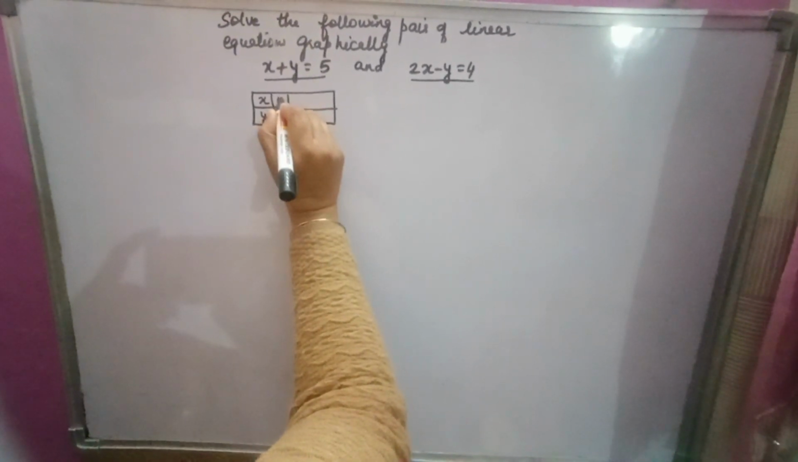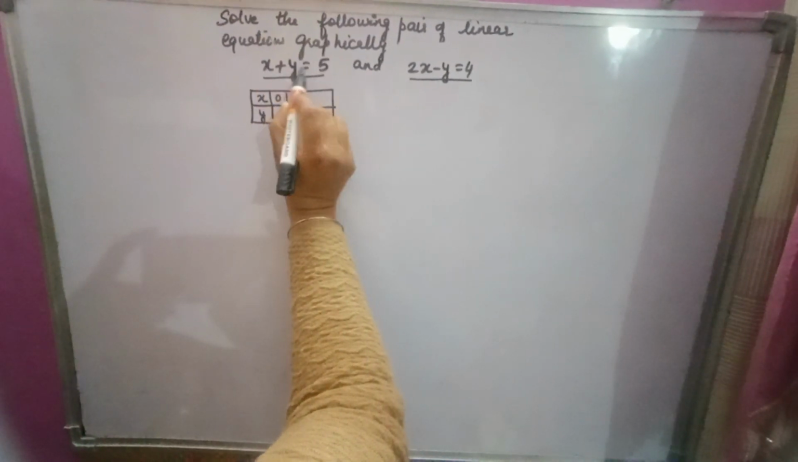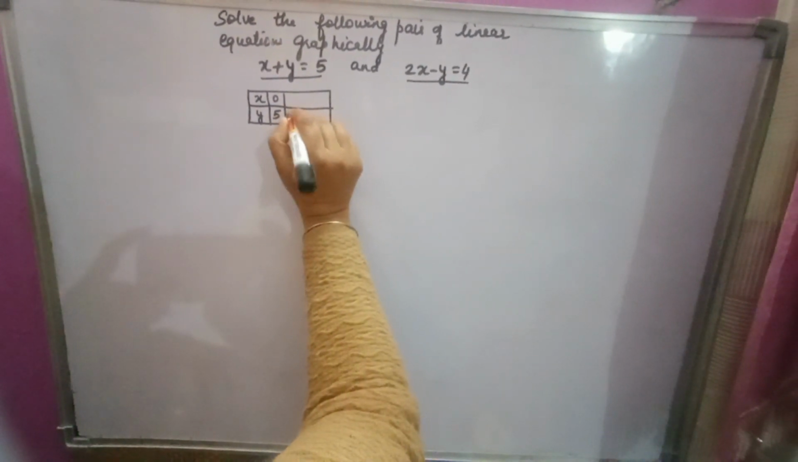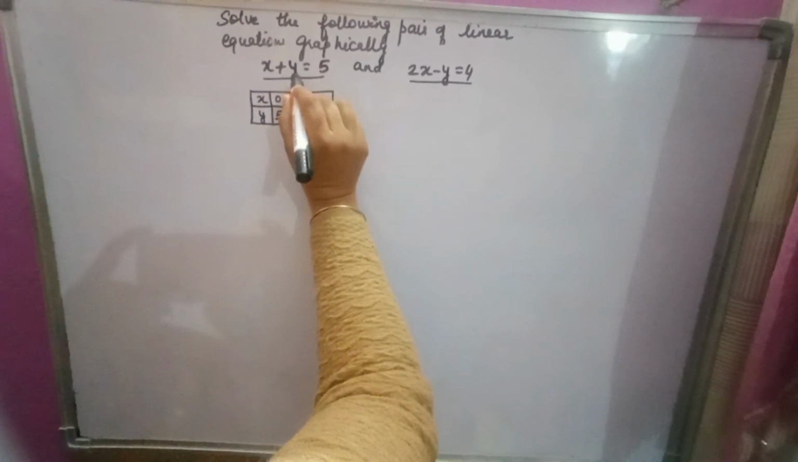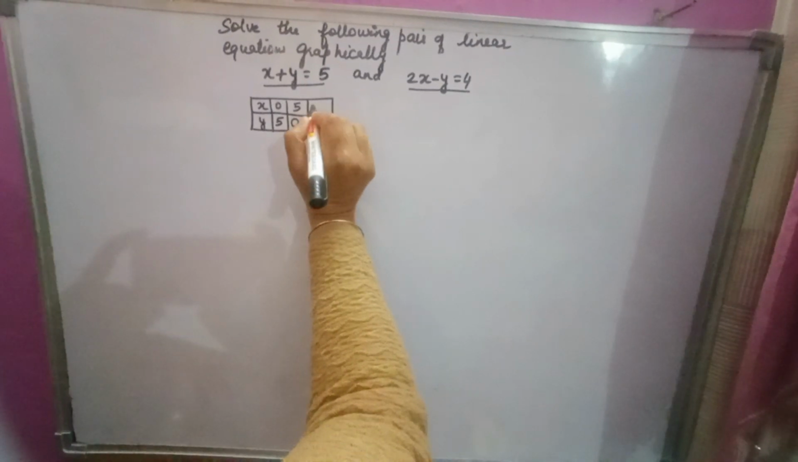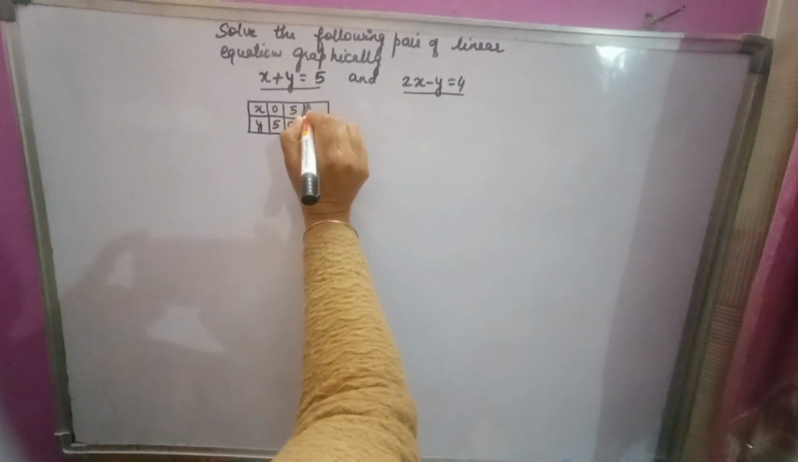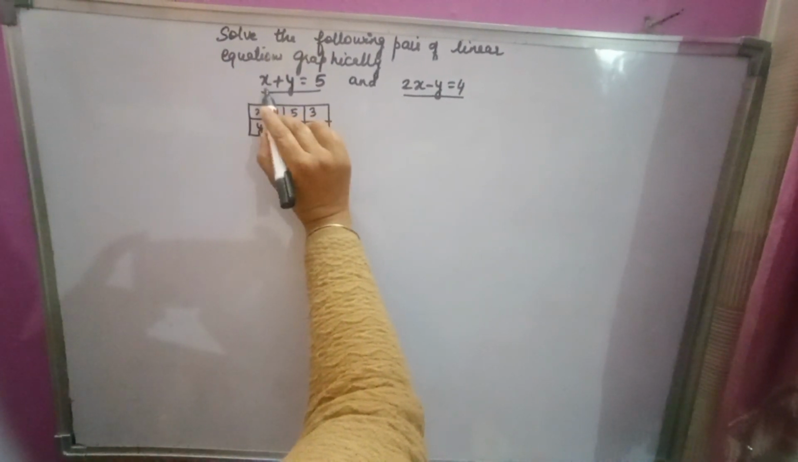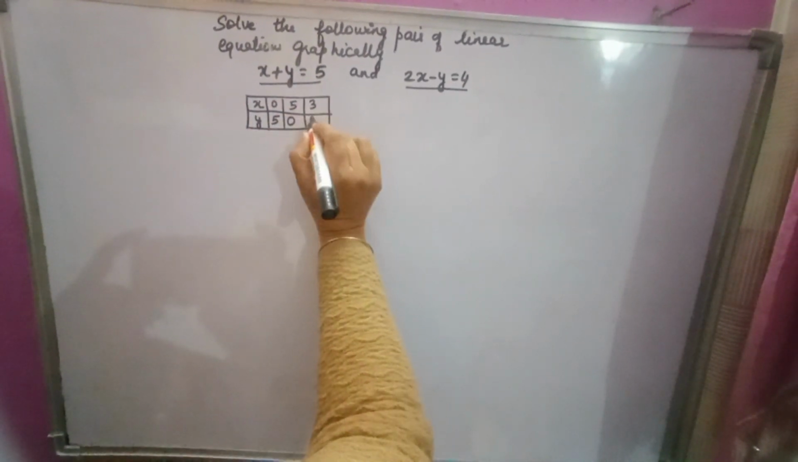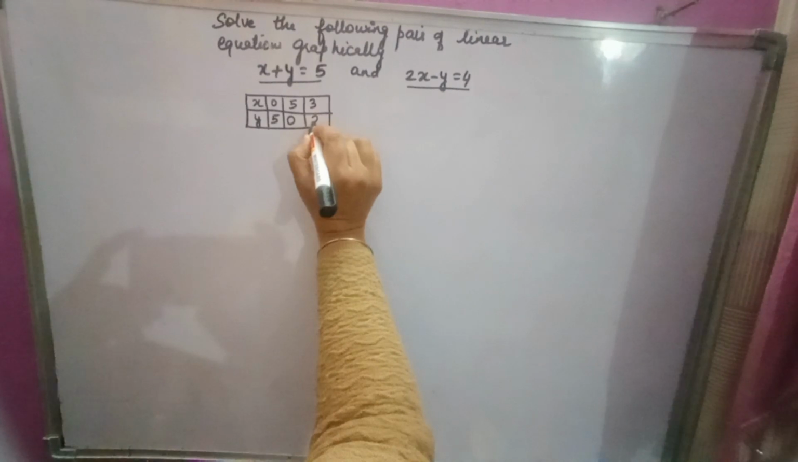Suppose x is 0, y will come 0 plus y is equal to 5. So y will come 5. In the second case you take y 0, x plus 0 is equal to 5. So x will come 5. Now you can take any value. Suppose you are taking x 3. x 1 also you can take, 2 also you can take. I am taking 3. y will come 5 minus 3, 2.